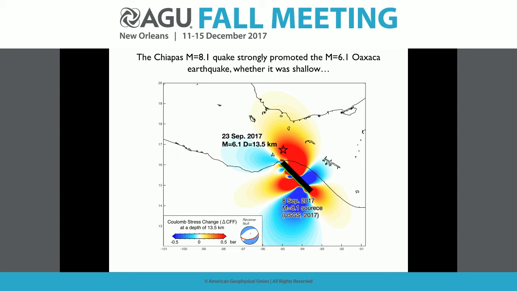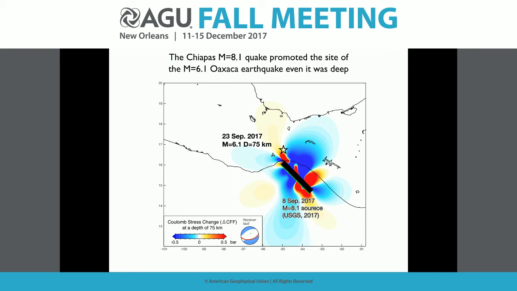That means this one could have been triggered by the first event. UNAM just located that the Oaxaca earthquake was relatively deep, very deep. It's 75 kilometers, but still in the red zone. So this is just a rough estimate. We can say that the first one triggered the third one as one of the aftershocks.